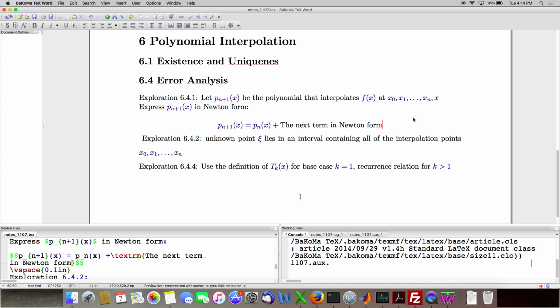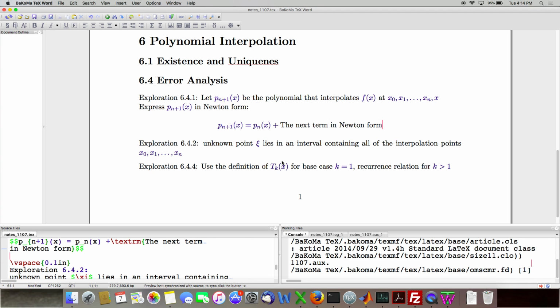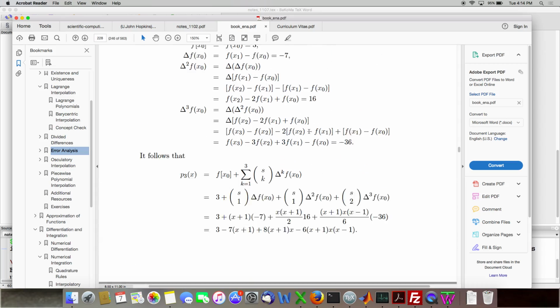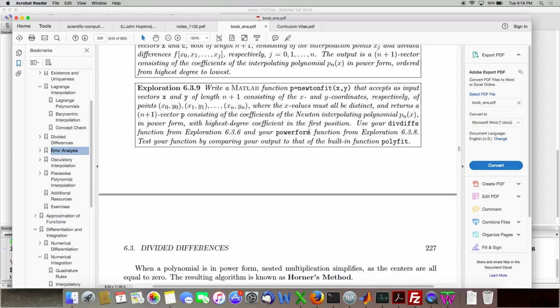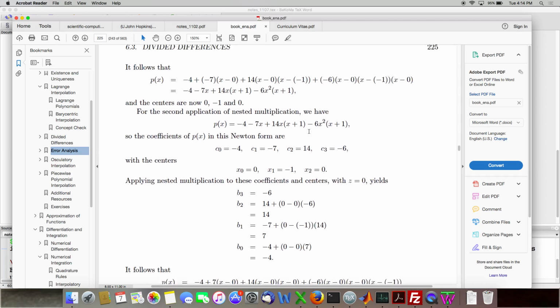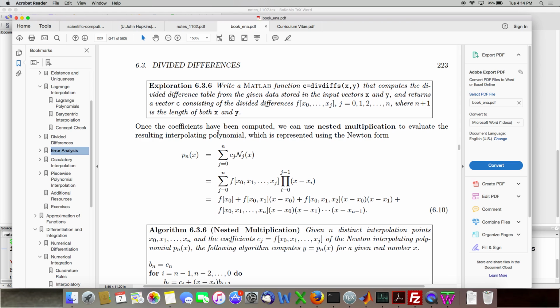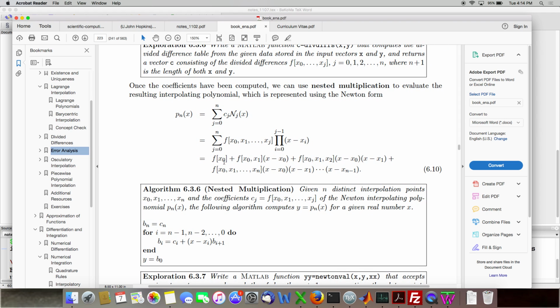Now, as far as the next term in Newton form, this is where I want you to pick up from here. I'll remind you of Newton form in general. Here's Newton form in general. This is on page 223. Unfortunately, giving page numbers in the book is a dicey proposition because I've been staying up till 3 in the morning pretty much every night working on this book and earlier chapters, and that's changing the page numbers.